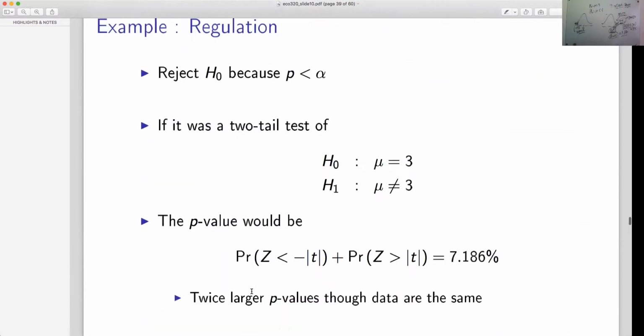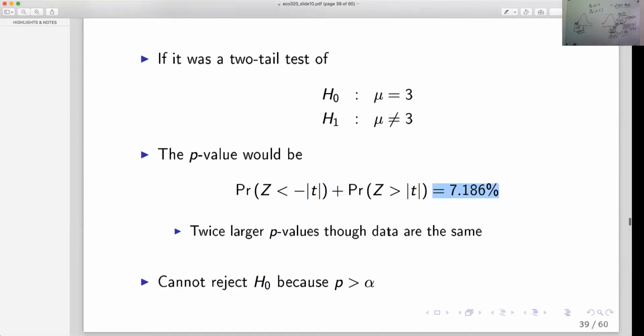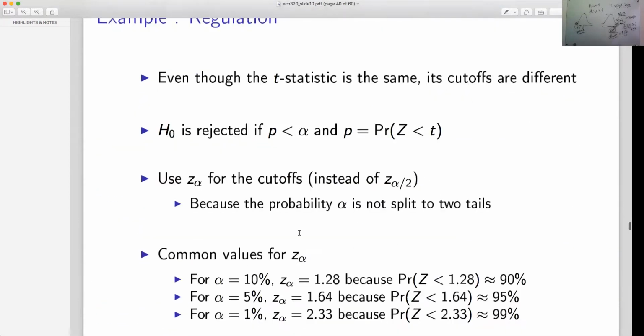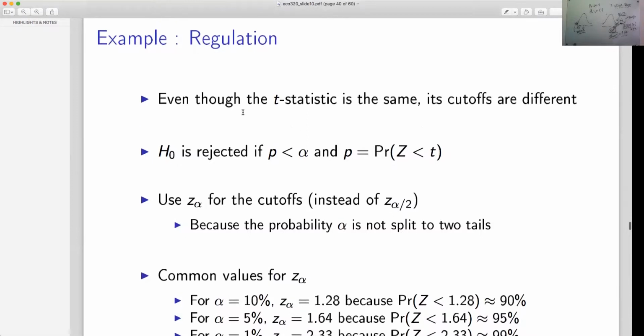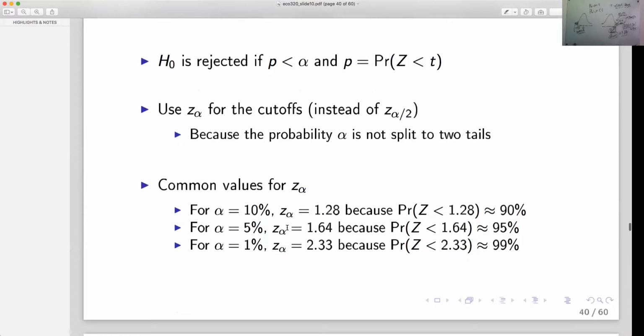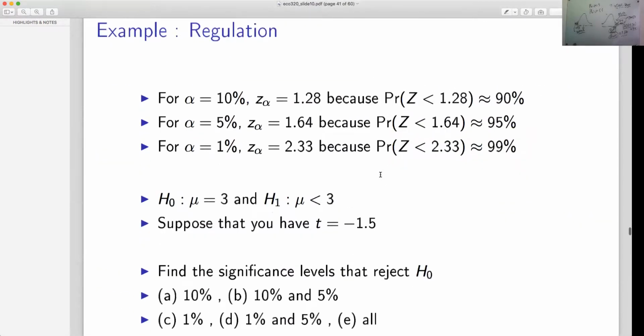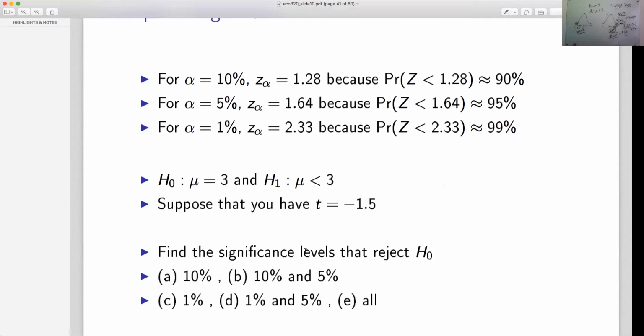So that is also a difference. These were exactly the same, but if these were two-sided, you just multiply by 2, so you do not reject anymore. Even though the t-stat is the same, the cutoff is different, and that's why the outcome changed. These are the corresponding alphas based on that. Now we are using Z alpha, but previously for two-sided we used Z alpha over 2.